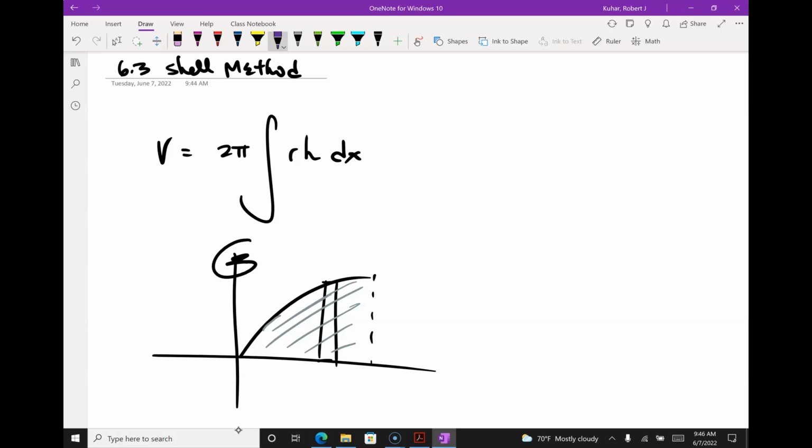r is the distance from the axis of revolution to the rectangle. If I rotate that around, you can see that cylinder. So we're stacking cylinders: a can, a smaller can inside of that, a smaller can inside of that, so much that it creates a volume. dx is clearly the width of the rectangle, and h is the height. When you're calculating that height, you've got to do upper minus lower or right minus left.